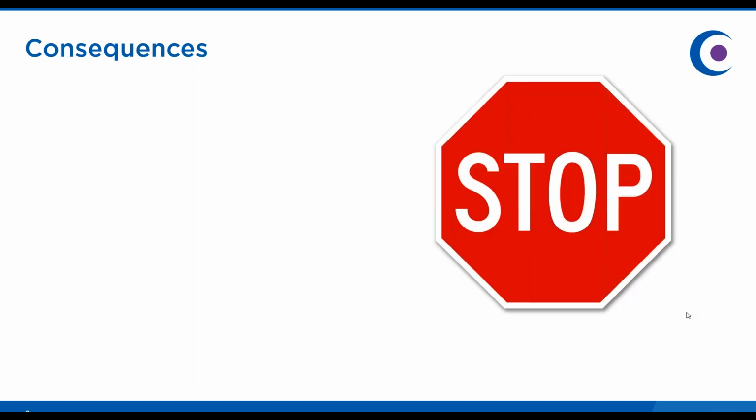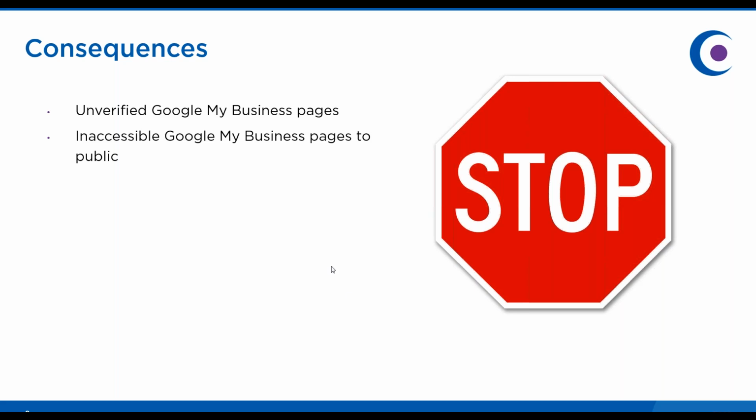Okay, so now I want to talk about the consequences of a suspension. And I want to note that these are potential consequences, and they're not guaranteed consequences. One or more of these things may happen, or none of them, depending on how quickly the suspension is identified and resolved. All right, so the consequences: your Google My Business page can go unverified.